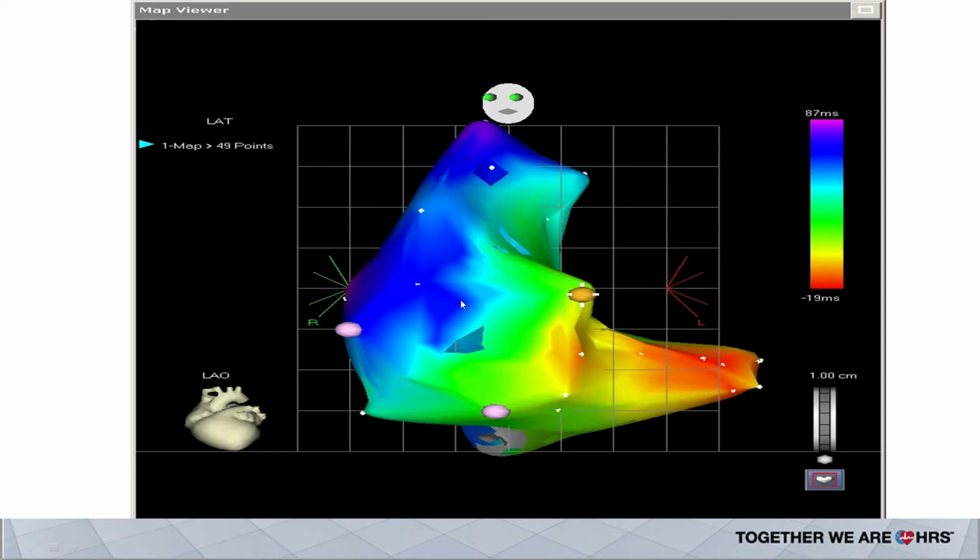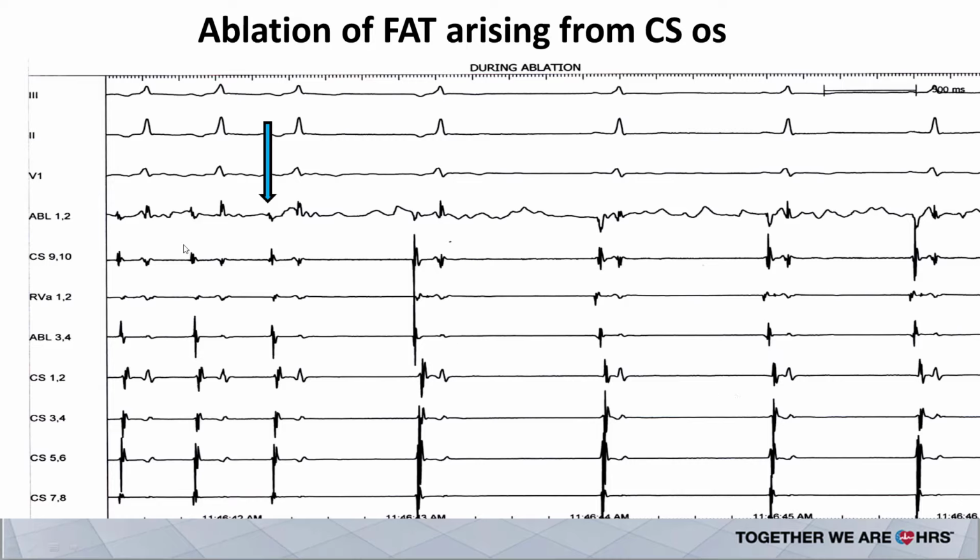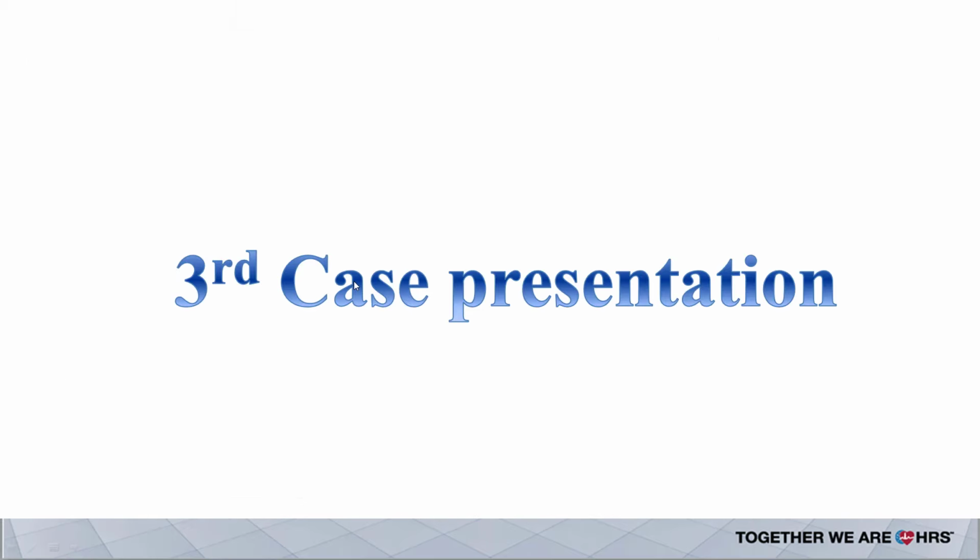In this case, we were lucky to use the Carto machine, and because from the ECG we said this is from the CS, we did an activation map, and the earliest focus was at the CS. We can see the yellow one is the HIS, and the posterior one is the CS, and we ablated at this site. Of course, we are also using local electrogram signals, and we got a very early signal at the CS ostium. We used an irrigated tip catheter for ablation, and we terminated the tachycardia.